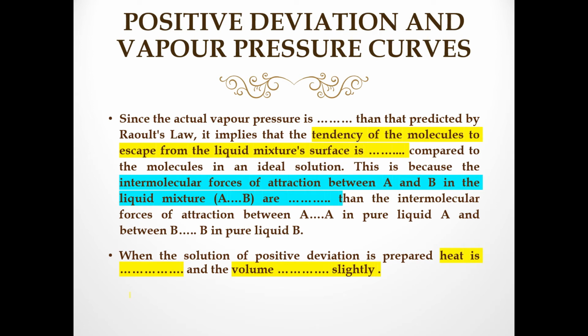Since the actual vapor pressure is higher than that predicted by Raoult's law, it implies that the tendency of the molecules to escape from the liquid mixture surface is higher compared to the molecules in an ideal solution. This is because the intermolecular forces of attraction between A and B in the liquid mixtures are weaker than the intermolecular forces of attraction between A and A in pure liquid A and between B and B in pure liquid B. When the solution of positive deviation is prepared, heat is absorbed and the volume increases slightly.